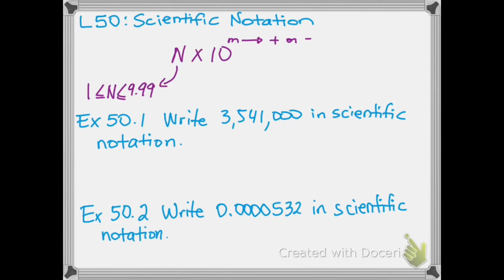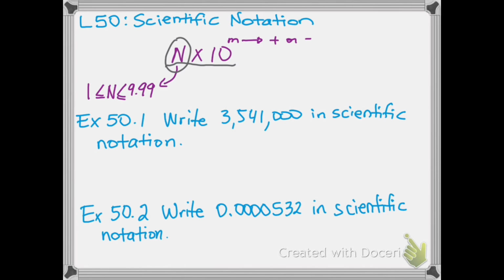Lesson 50, Scientific Notation. Scientific notation is the way that we write numbers in science, and we use it mainly for really, really big numbers or for really, really small numbers. And so what we have to remember is that it's of this form, a number times 10 to an exponent. Now this number, the n, has to be greater or equal to 1 and less or equal to 9.99. So we cannot have 0 in our scientific notation, and we cannot have 10.